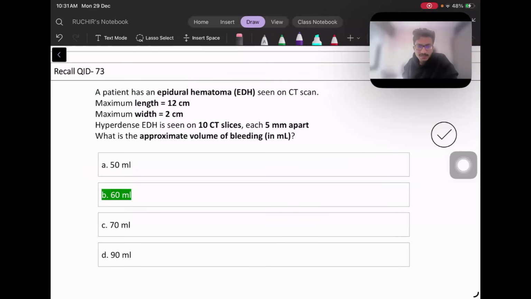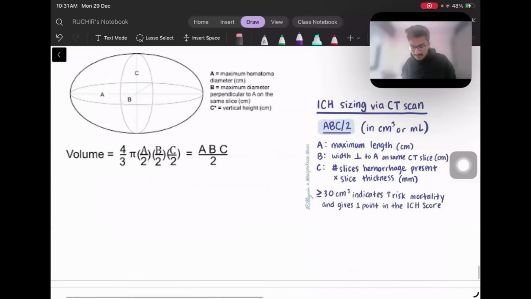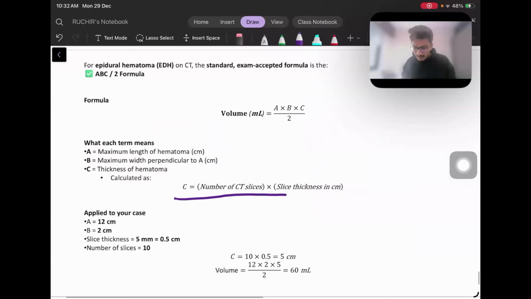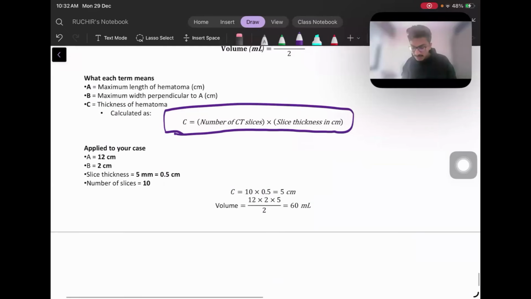So the next question, about epidural hematoma, the EDH, was given. The length is 12 centimeter, the width is 2 centimeter, and it is seen on 10 CT slices, each 5 mm apart. I think this was the exact question stem which was asked, and they were asked about the volume of bleeding. So here the answer is 60 ml, and this is according to the ABC/2 criteria for intracranial hematoma sizing via CT scan, wherein we multiply the length into breadth into C. What is C here? It is basically the number of CT slices into the slice thickness in centimeter, and accordingly, the answer here is 60 ml.